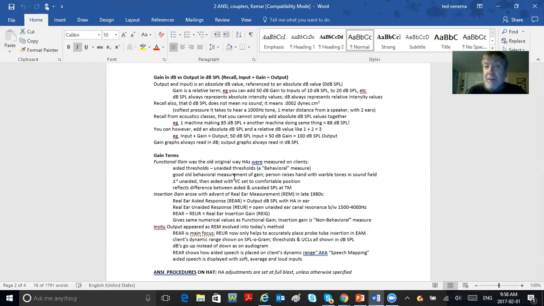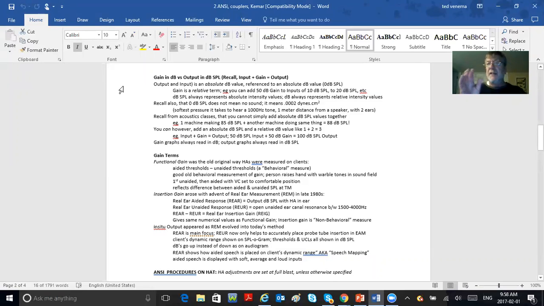Gain in dB versus output in dB SPL. What's the difference between dB and dB SPL? It's very important for us to have a good grasp of this. So we're harking back to acoustics here for a second, okay? Always remember, and read with me and I'll explain as well.